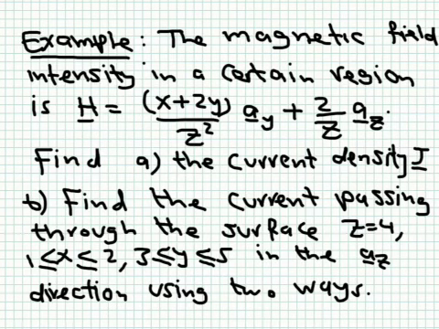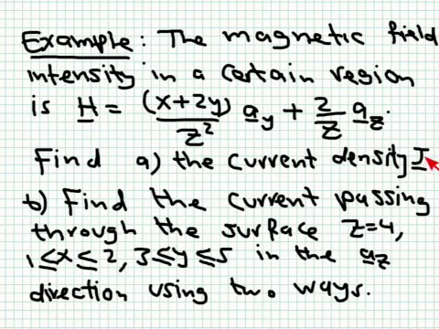So in the first one, think about how to get the current if I know the magnetic field intensity. We agreed from Ampere's law in the differential form that curl of H is equal to J. So what you have to do is take the curl of this expression, and this will give you the current at every point in space that's created that magnetic field. So we can say that curl H is equal to J to solve for J.